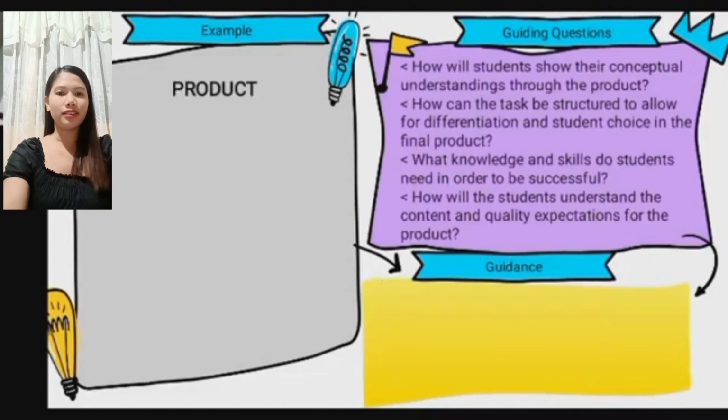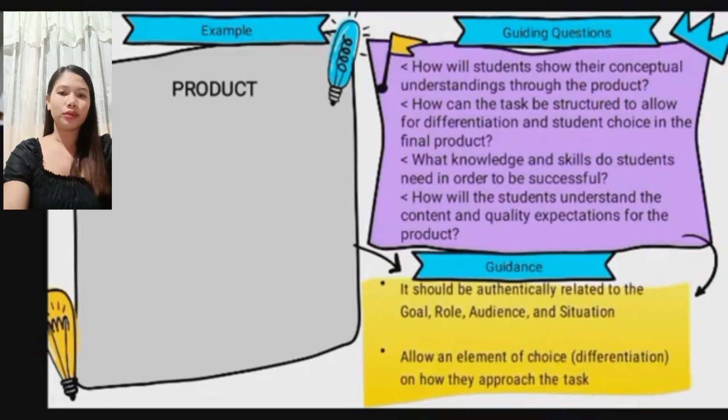So for the product, the guiding questions are: how will a student show their conceptual understandings through the product? How can the task be structured to allow for differentiation and student choice in the final product? What knowledge and skills do students need in order to be successful? How will the students understand the content and quality expectations for the product? And for the guidance, it should be authentically related to the goal, role, audience, and situation. It should also allow an element of choice, differentiation, and how they approach the task.